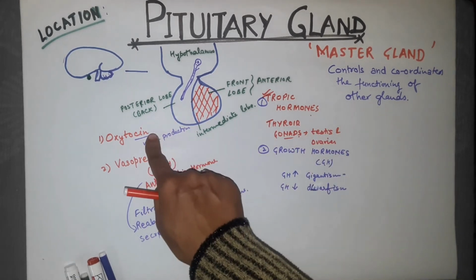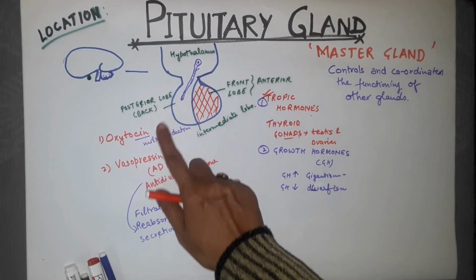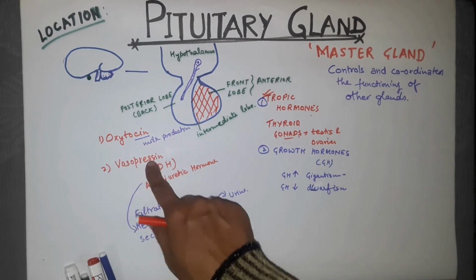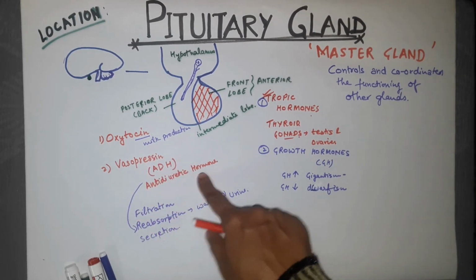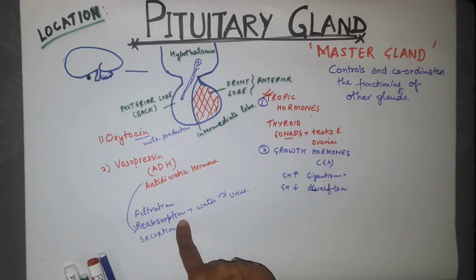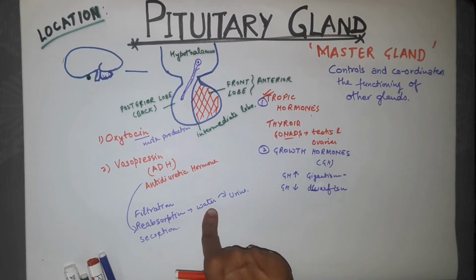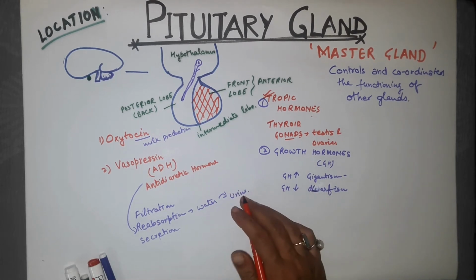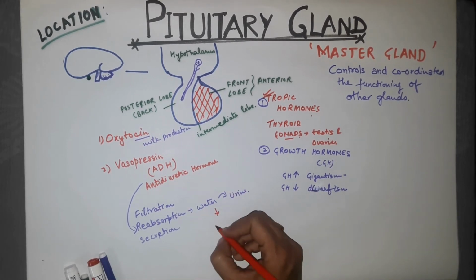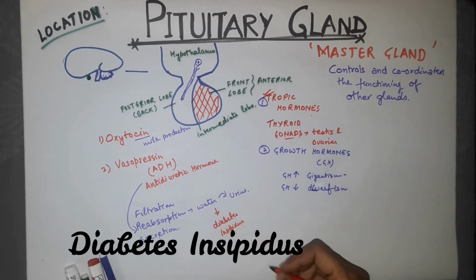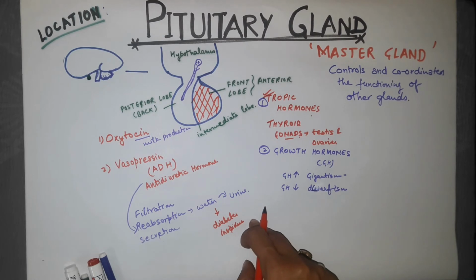Now moving towards the other lobe, the posterior lobe. It releases two hormones, oxytocin and vasopressin. Vasopressin is also known as antidiuretic hormone because it affects the reabsorption in urine formation. During urine formation, one process is called reabsorption, in which water is absorbed back into the blood and then urine gets separated. Now this condition is known as diabetes insipidus. So this is not related to diabetes mellitus.